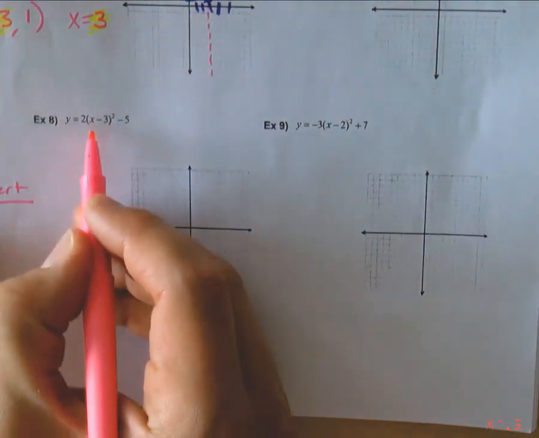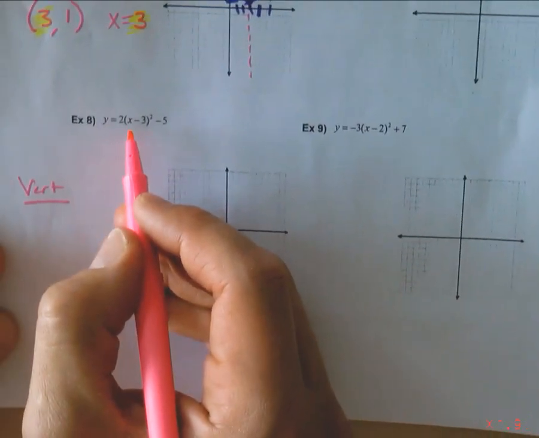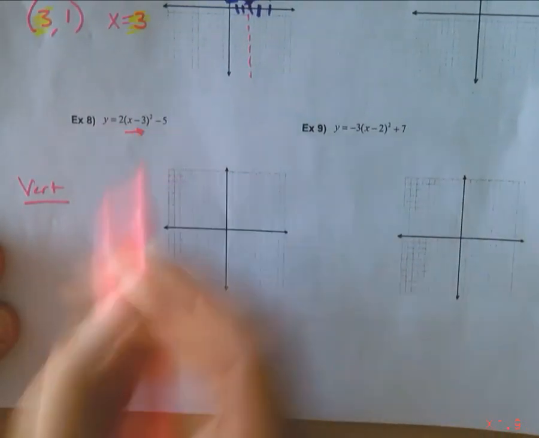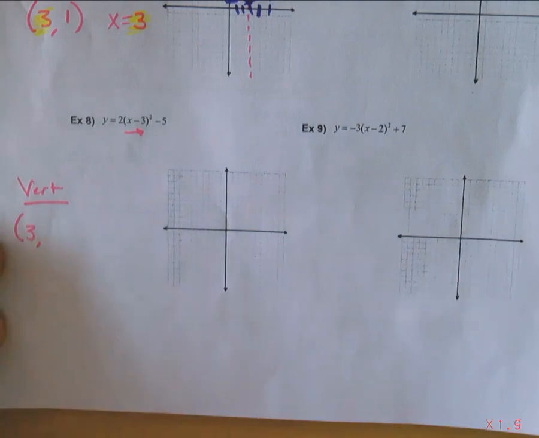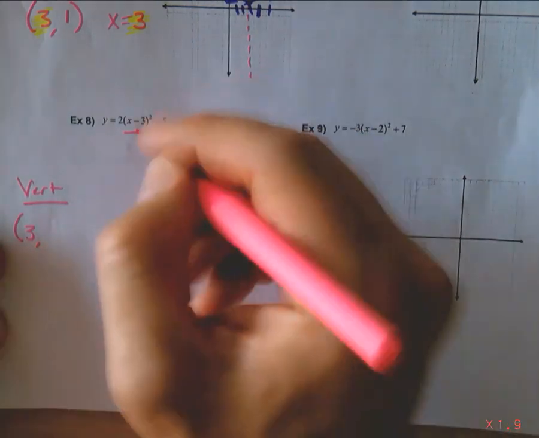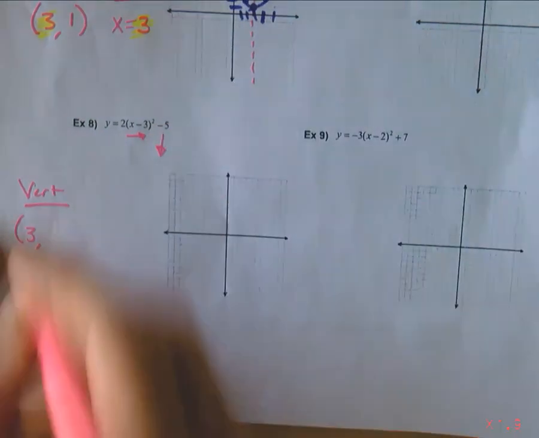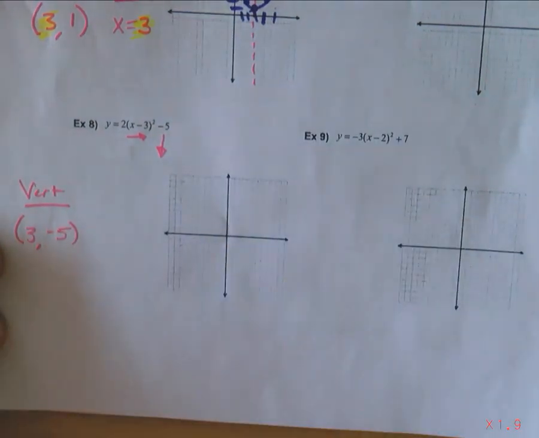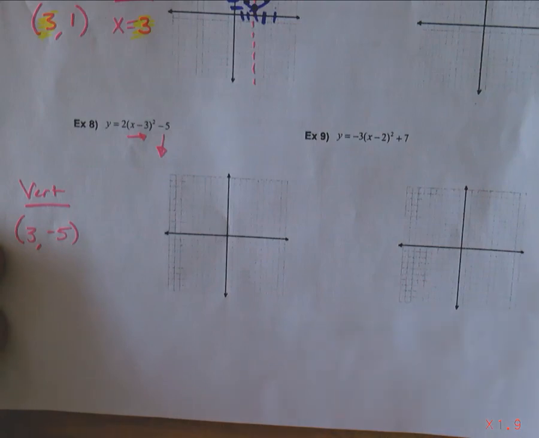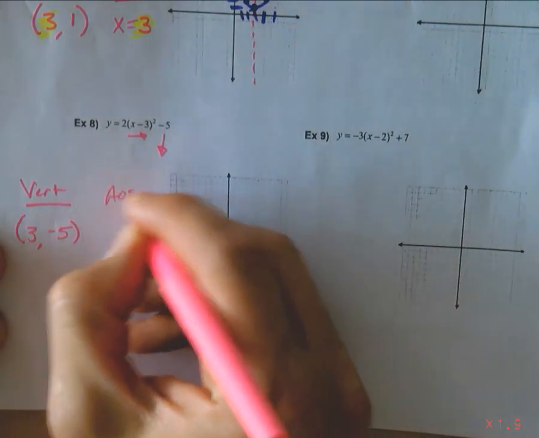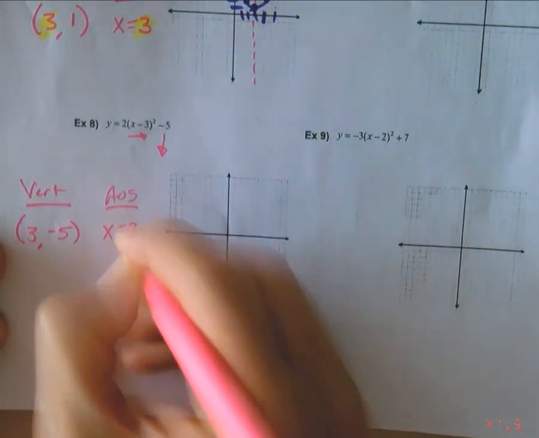Where is the x minus 3 taking me? To the right. Very good, Greg. So positive 3. And then where's the negative 5 taking me? Down. So that takes me to negative 5. Okay. And then the AOS is again at x equals 3.